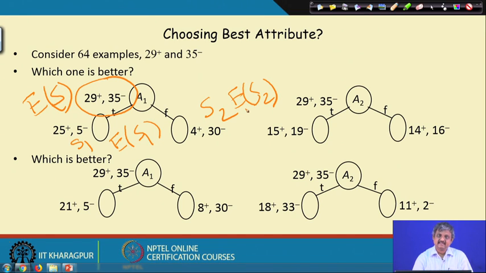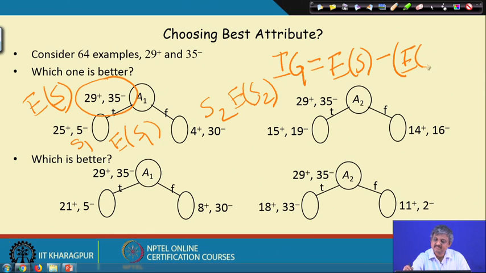I will say the information gain that you get by this split is the reduction in entropy as a result of this split. So, if I define information gain, I can define it as entropy of the parent minus sum of entropy of the children.